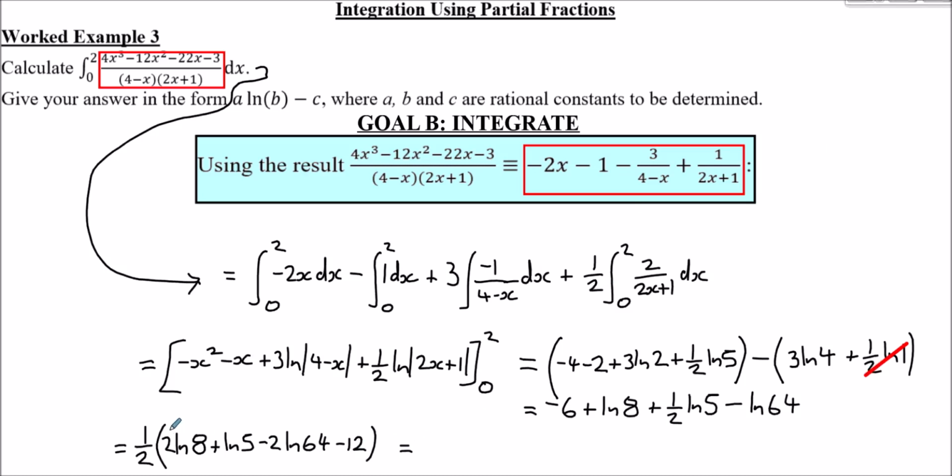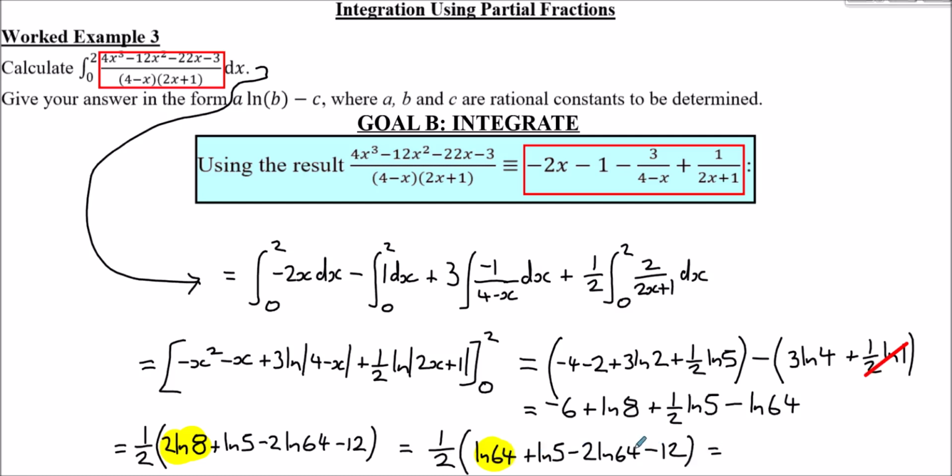So this can obviously be neatened up ever so slightly. So this is going to give half. Now, 2 lots of ln 8, that's the same as ln 64. And so, if I just write this as ln 64, just to be very clear what we're doing, plus ln 5, minus 2 lots of ln 64, minus 12.